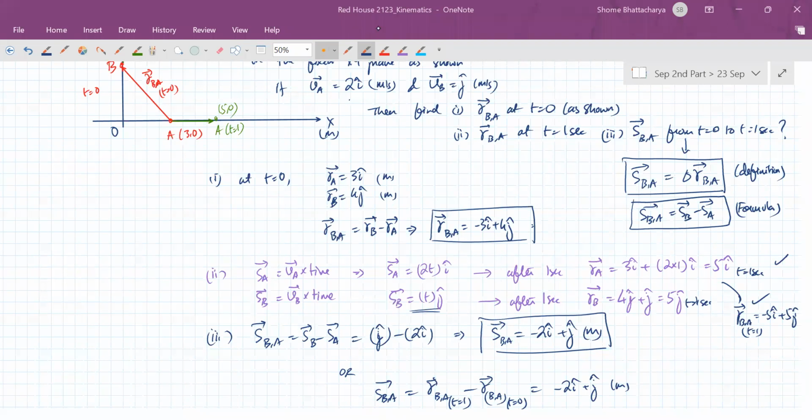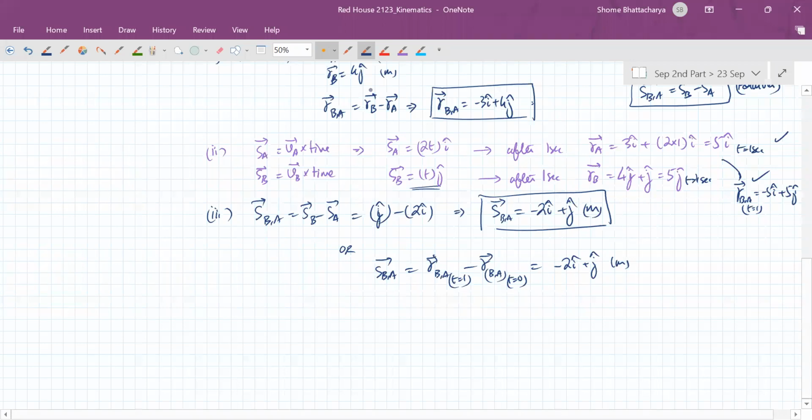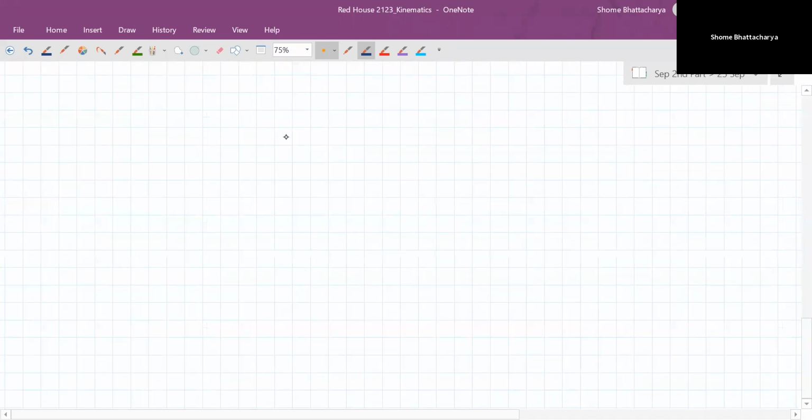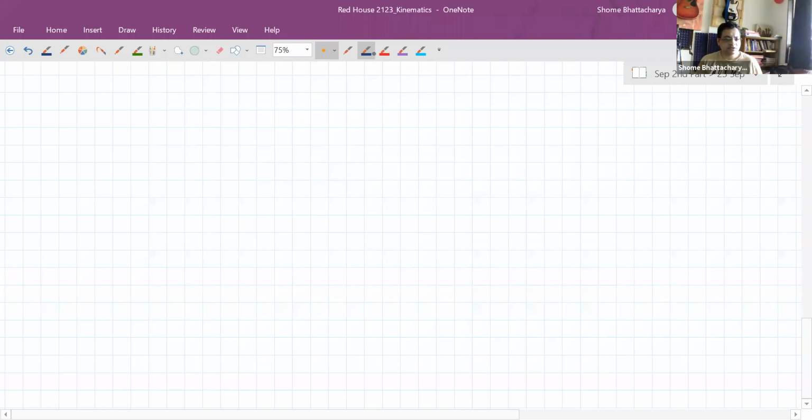Okay, people. So hope this question is clear to all of you and you understood the concept behind it. We will see more examples with applications also, but let's first complete the understanding of the various parameters of relative kinematics or relative motion.